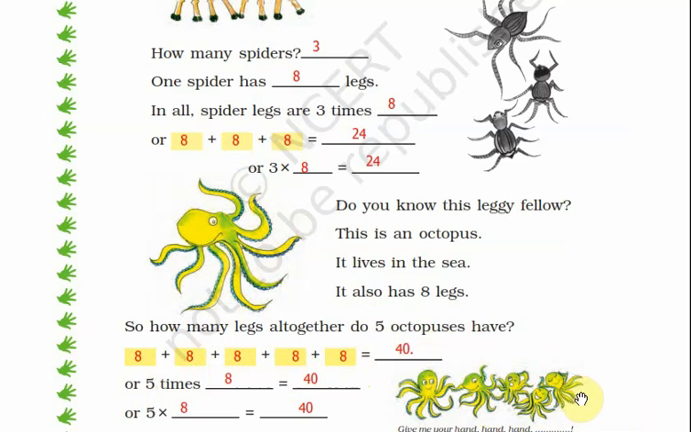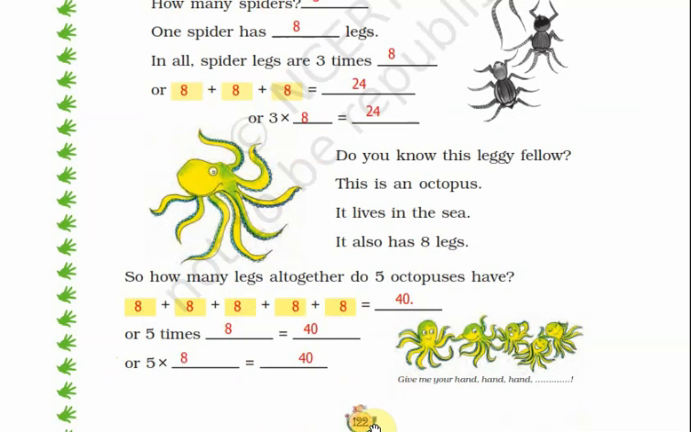Otherwise, how many octopuses are there? 5. So, 5 times, 1 octopus has 8 legs. So, 5 times 8 is equal to 40. Otherwise, 5 eights means multiplication. 5 eights are 40. Okay.